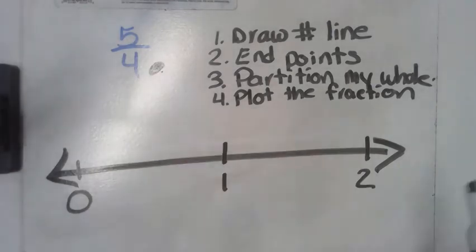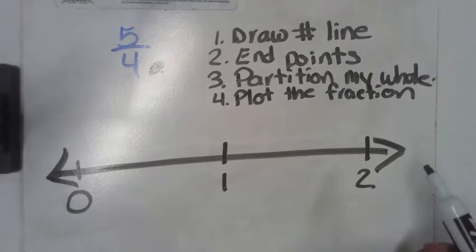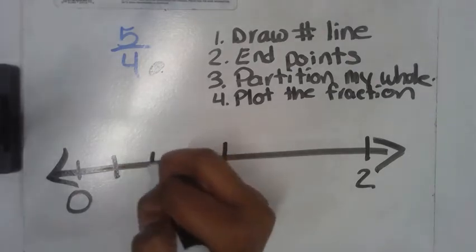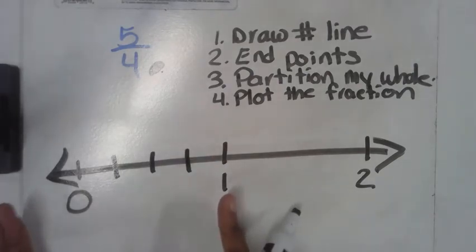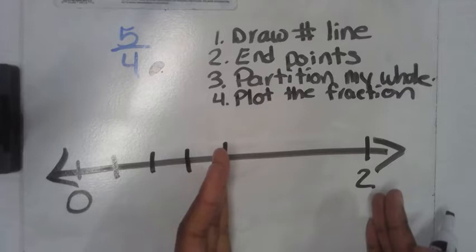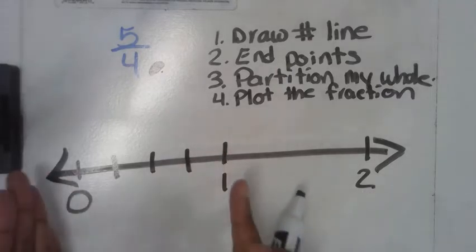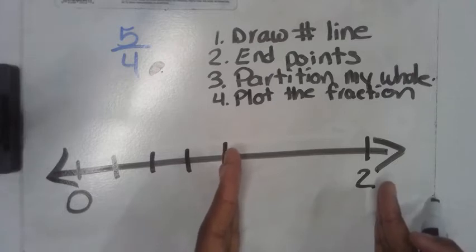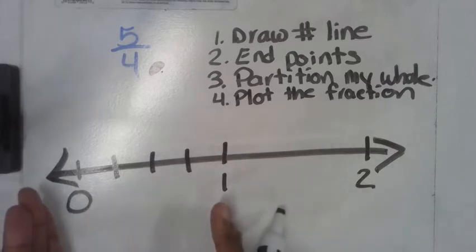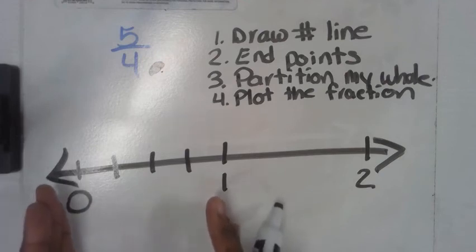I need how many parts? 4, which is how many lines? 3. 1, 2, 3. Partition one of my wholes, but I still got to partition my second whole, and that's what some people forget. You have 2 wholes here. Sometimes you might have 3 wholes or 4 wholes or 6 wholes. However many wholes you have, they need to be partitioned.